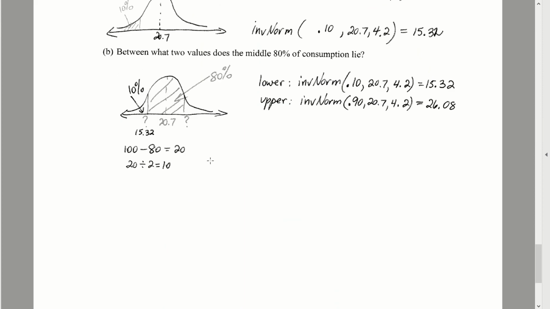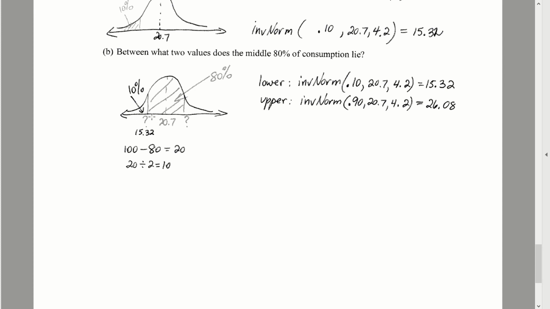We have one more. It says, between what two values does the middle 80% of consumption lie? This is awfully similar to one we did a little bit ago with a z-score. So I have some value that would be below the mean, some value that would be above the mean, such that 80% of the distribution should be between those two values. Now, the one thing that will be a little bit different, unlike the z-score where we knew that they were going to be opposites of each other, is because we have a mean of 20.7, that's no longer going to be the case. We really do kind of need to find each one on their own individually here.